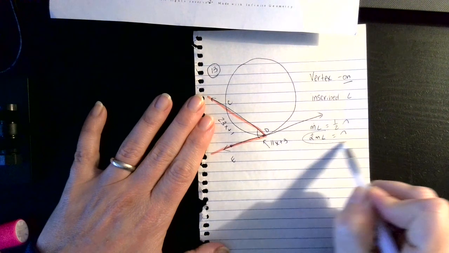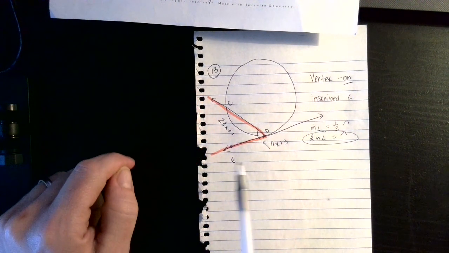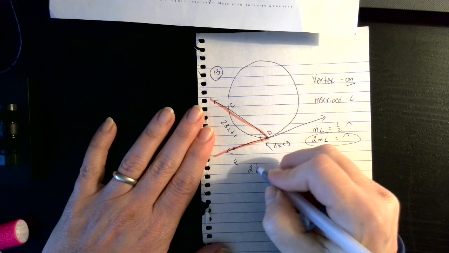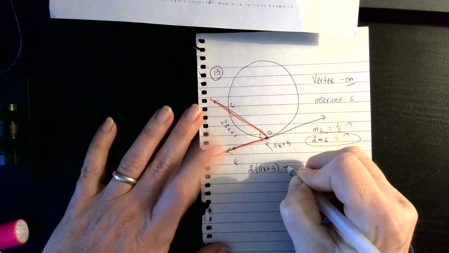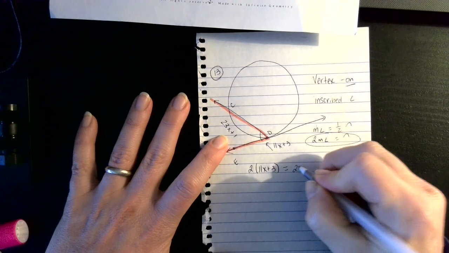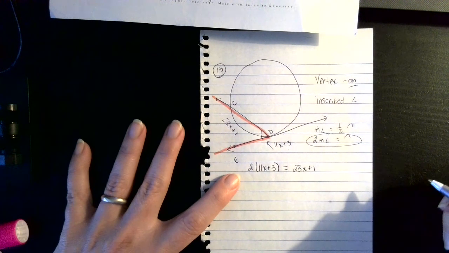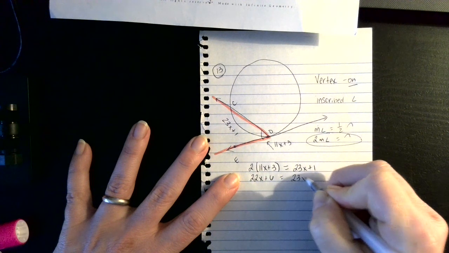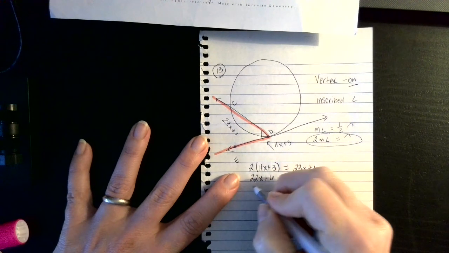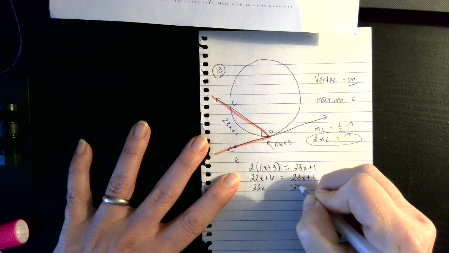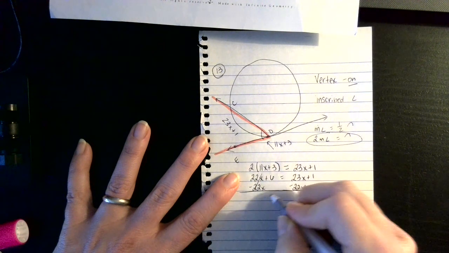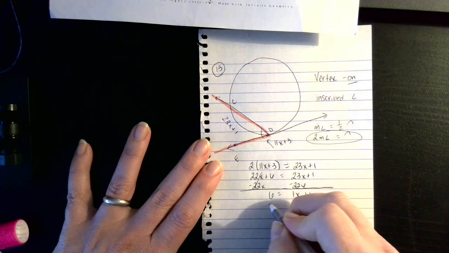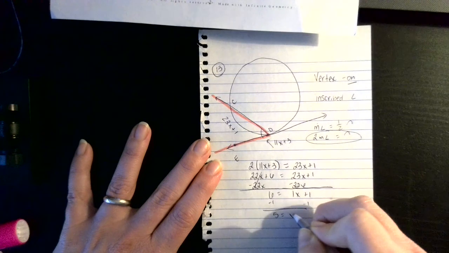I'm going to use this equation to help me solve it out because both of my angle and arc measurements are expressions. So if I double my angle, then that's going to equal my arc. All right, I'm going to distribute the 2. I'm going to subtract 22x from both sides. All right, I can subtract the 1 from both sides, and then I'll get my x value as 5.